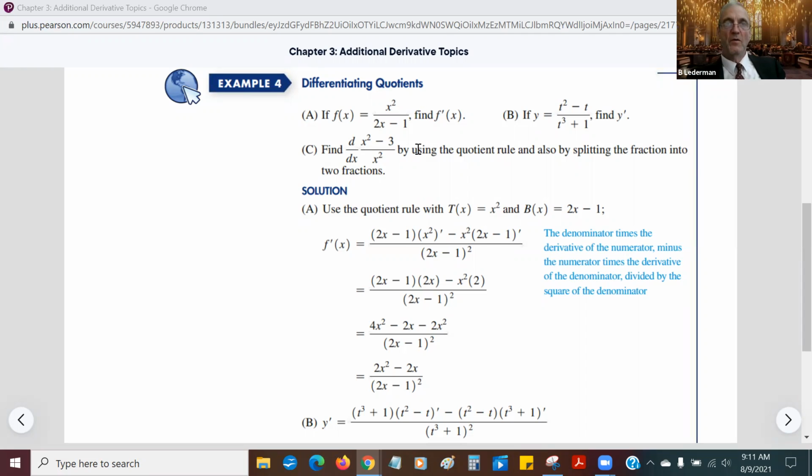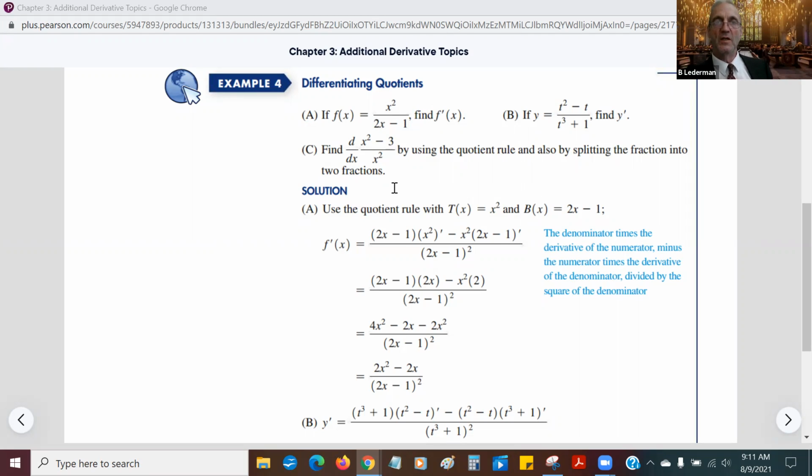So now I just want to make a point about C. Number C, I have x squared minus 3 on top and I have x squared on the bottom. If I wanted to, I could just break this up into two fractions and do the answer that way, not even bother with the quotient rule. In fact, we're going to do both of those things. But for A, I'm not able to do that. x squared over 2x minus 1, you cannot just break that up into two fractions the same way, because whatever, numerator, denominator, I'll let you figure it out. Anyway, use the quotient rule with T of x equals x squared and B of x equals 2x minus 1.